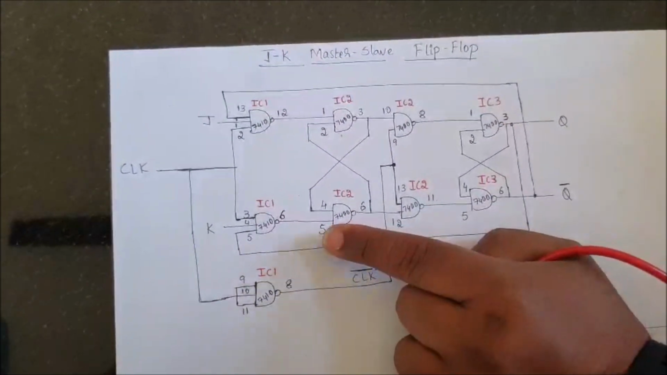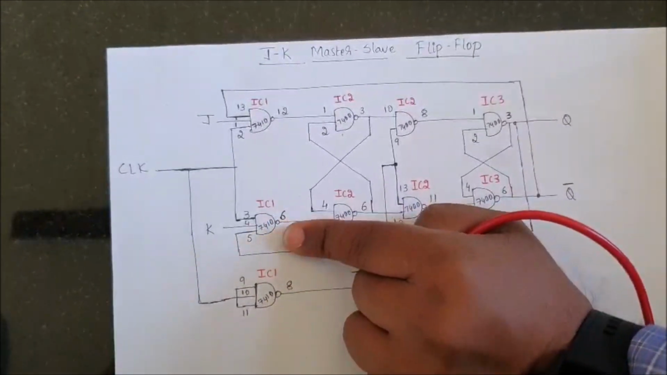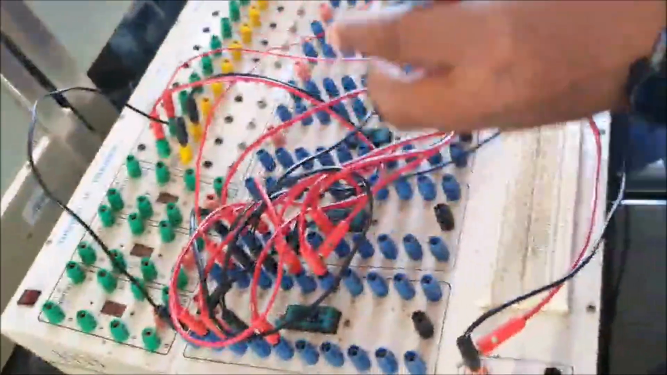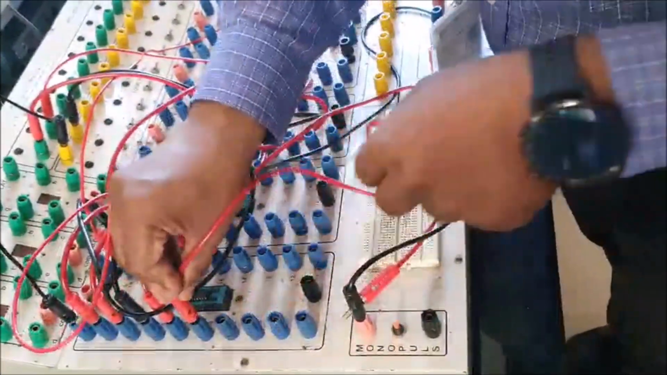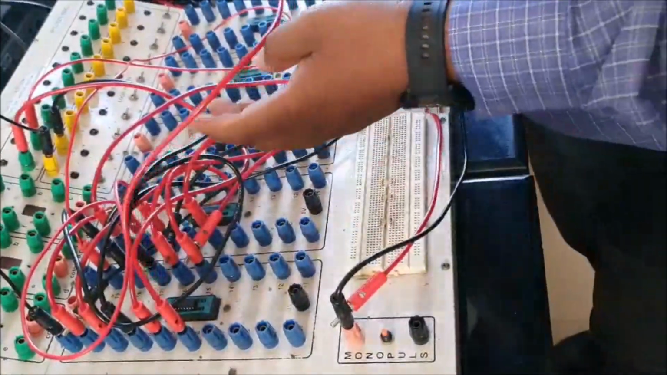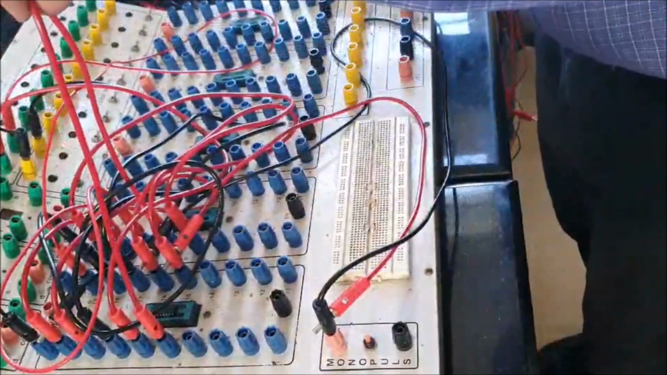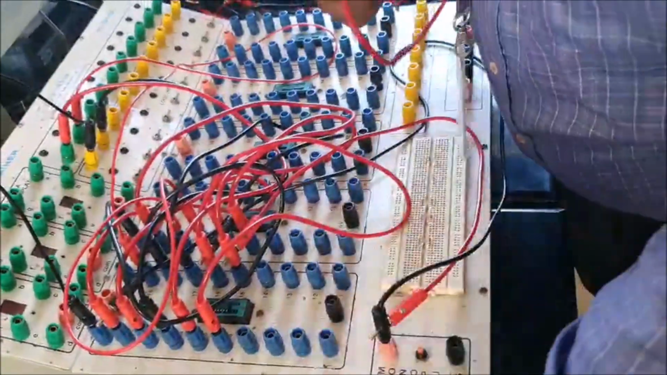that should be connected to pin 5, and that is from the 7410 first IC 6th pin to the second IC 5th pin. So I will take one patch cord here. One end will be connected to the 6th pin of the first IC. Another end is connected to the 5th pin of IC2, that is 7400. This is how we need to give the input connections.